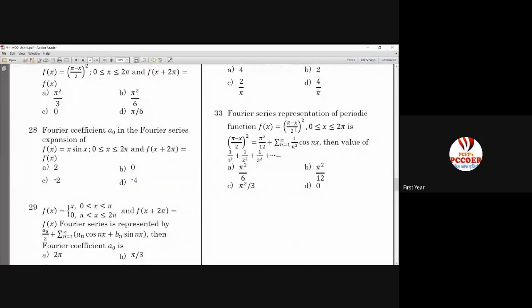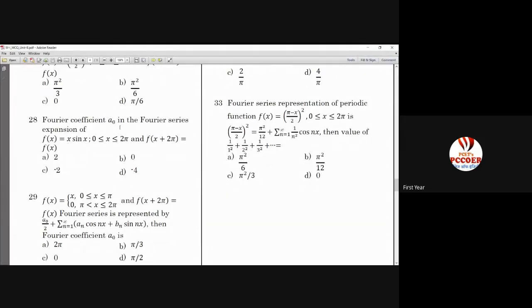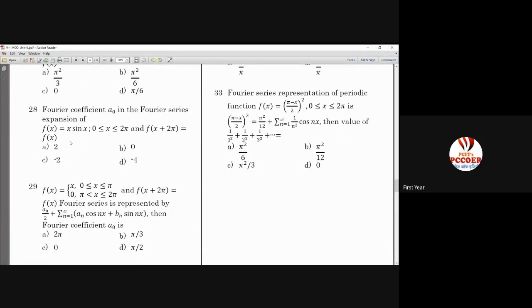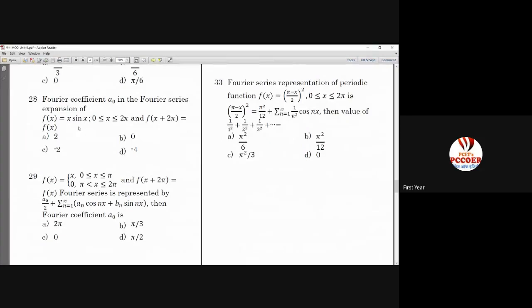Here, this step just now we did. Fourier coefficient of a naught, x sin x. इसका a naught की वैल्यू कैसे फाइंड करोगे? Here, what will be the formula for A naught? Tell me quickly. This is full range example. Is it half range or is it even odd function? 28, question number 28. Quickly, question number 28. Even या odd है क्या ये question?